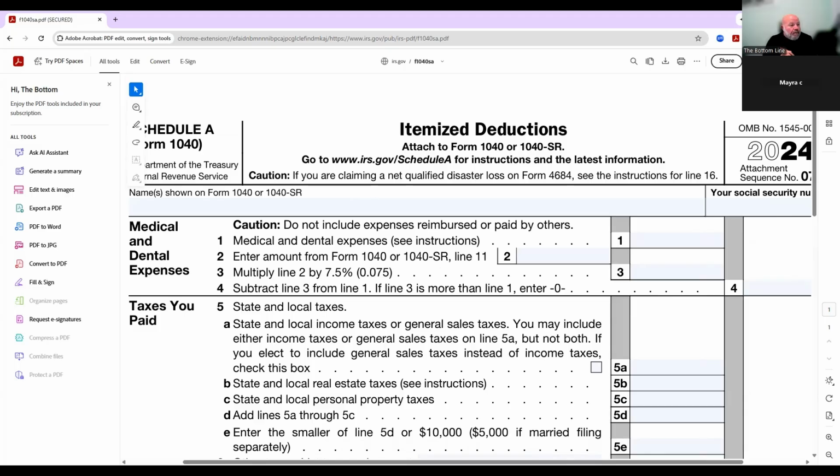So that's medical. Questions on medical? If you have to have a nurse come in your home, that's deductible. If you have to buy a wheelchair, that's deductible. So medical expenses are pretty broad. Now, anything over the counter, like a vitamin, is not deductible. So you want to make sure it is a qualified medical expense.